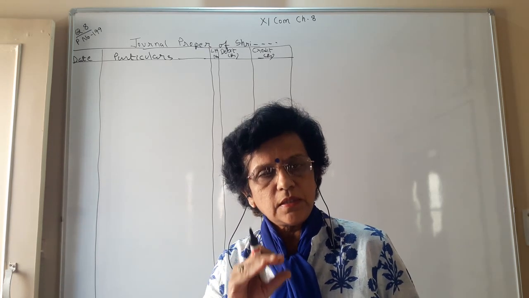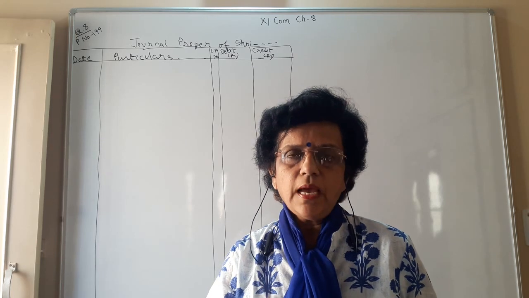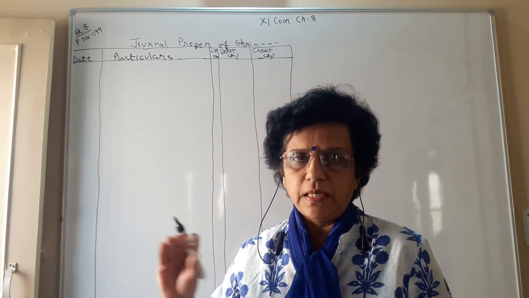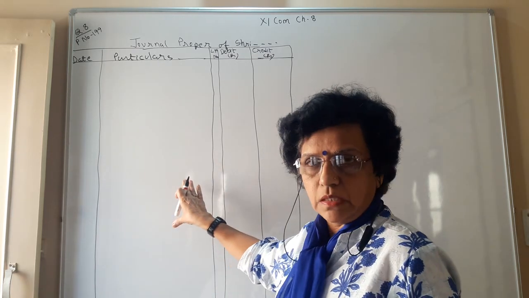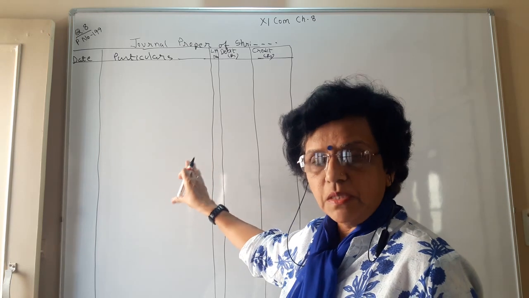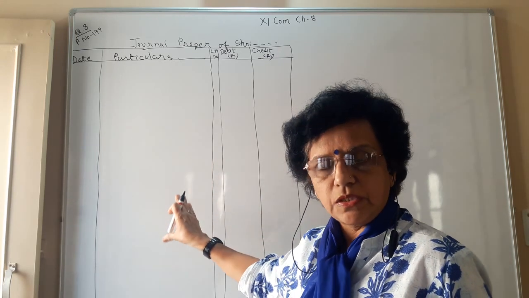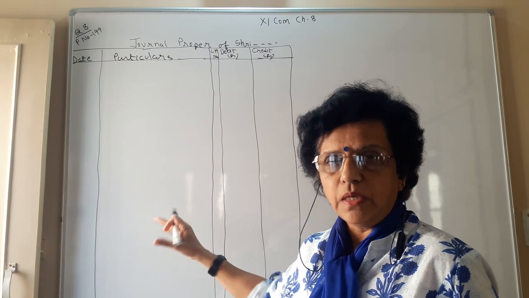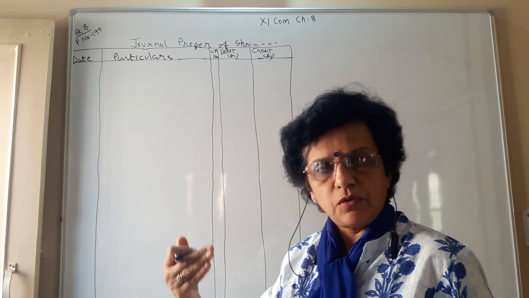Based on this concept, we have the journal entries. These journal entries have to be recorded in our journal proper. So this example number 8 is based on rectification journals only. Let us study and learn one by one how a rectification entry is to be derived.